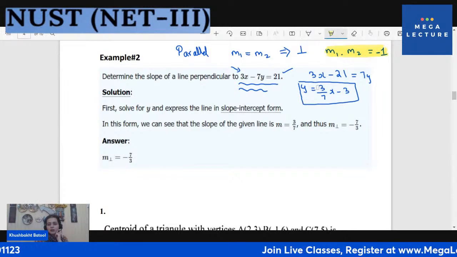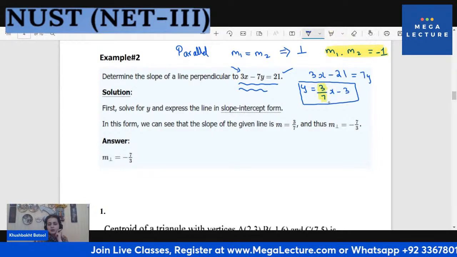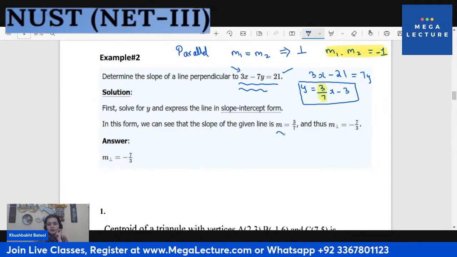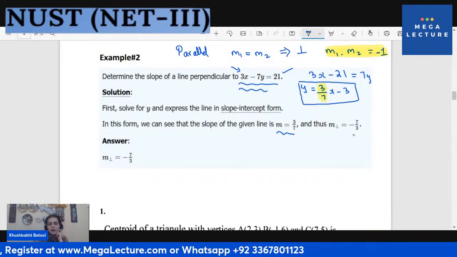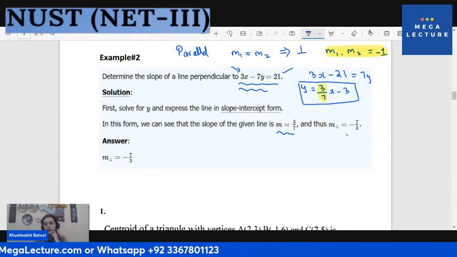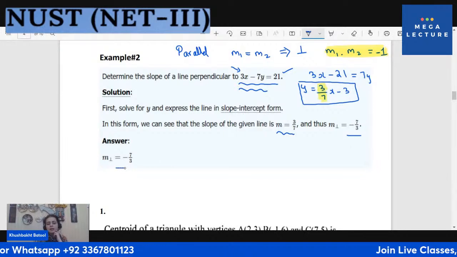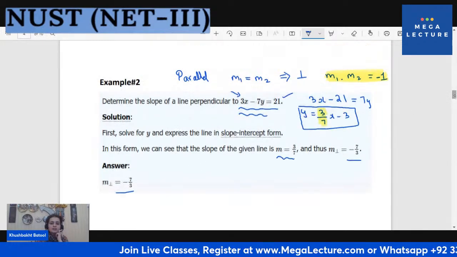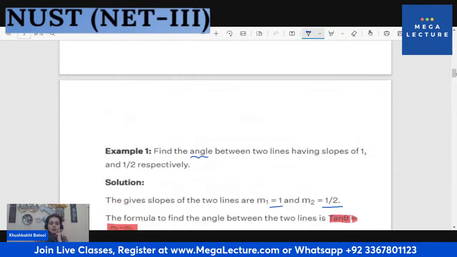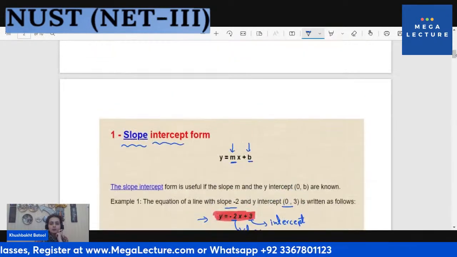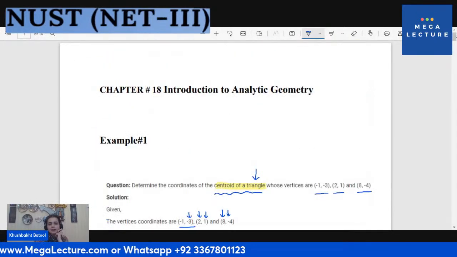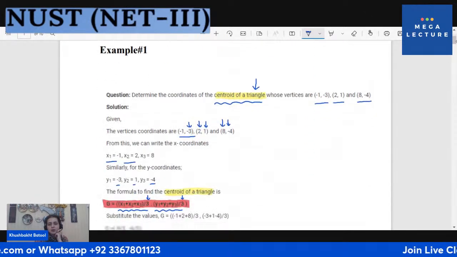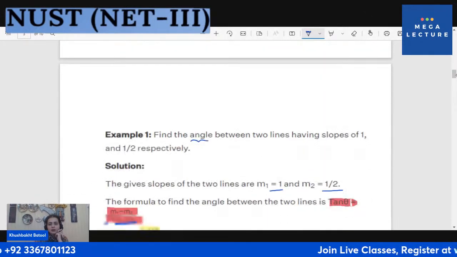And I know that the coefficient of x is basically the gradient of the line, that is 3 by 7. So 3 by 7 is the gradient of this line. The negative reciprocal would be minus 7 by 3. So minus 7 by 3 would be the gradient of the perpendicular line. That is something we need to understand. So that is it. These were some contents which you need to keep in mind before solving the questions from this 18th chapter, that is Introduction to Analytic Geometry. So yeah, that is it.